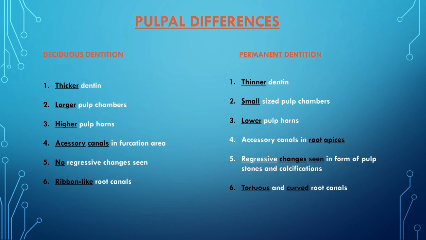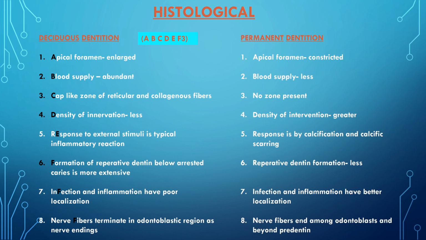Next is the pulpal differences. Unlike our permanent dentition, in deciduous dentition, the dentin is thicker, the pulp chamber is larger, the root canals are ribbon-like. An important point to be noted here is that most of the accessory canals in deciduous dentition are in the furcation area. Next is the histological differences between deciduous and permanent dentition.